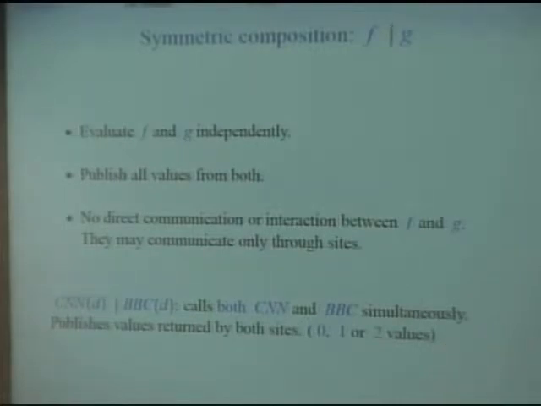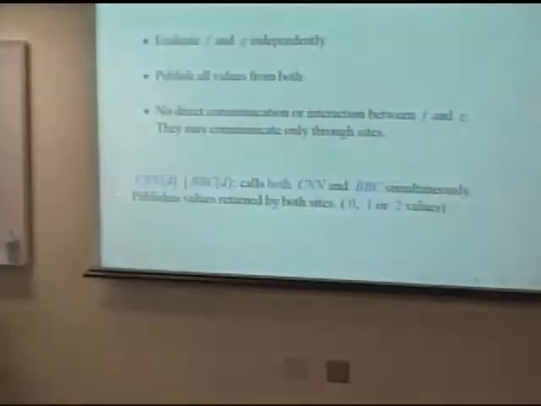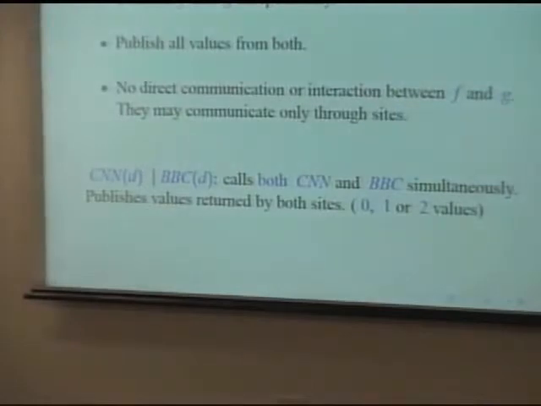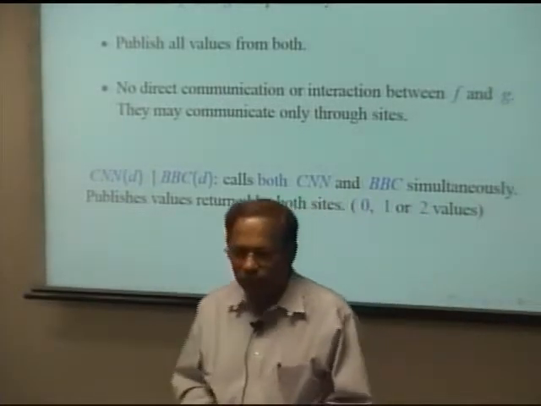Some of you who may know other process algebras like CCS and CSP and pi calculus, they have communications, they have synchronizations. There is none here. It's pure independent computation. So for instance, if we wrote this, CNN bar BBC, its effect would be to call both CNN and BBC simultaneously. And as soon as it receives a value from either of them, it will publish it. So it may publish any number of values from 0 to 2. Because CNN may not respond, BBC may not respond. If both respond, we get both values.